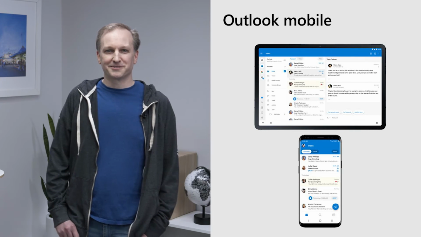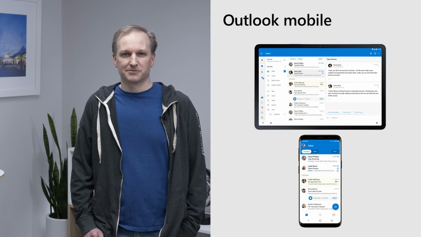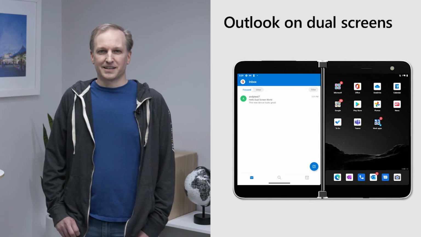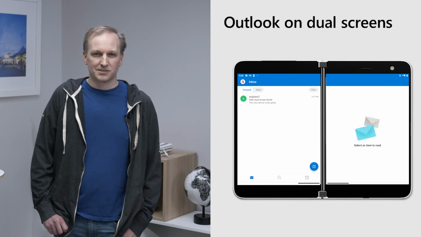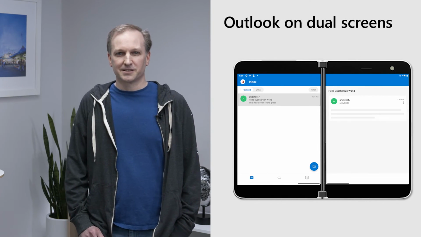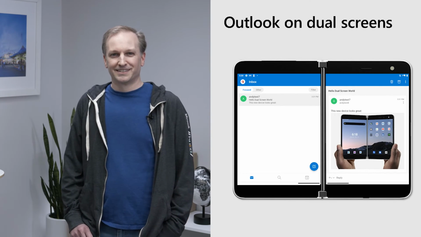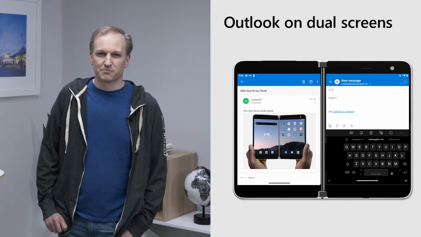You may be familiar with Outlook on the phone. Outlook also supports Android tablets with list detail views that are great for productivity. Our tablet list detail view translates naturally to dual screens. It's super easy to open Compose on the second screen, or another app that you can drag and drop between. We even added support for viewing your mail and calendar at the same time.